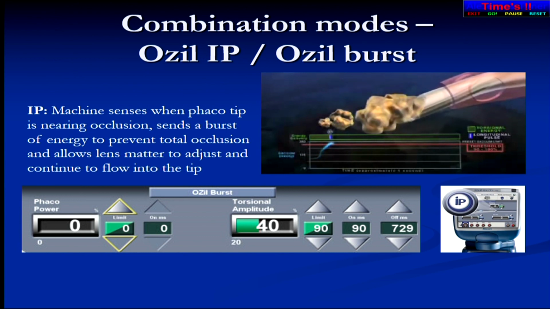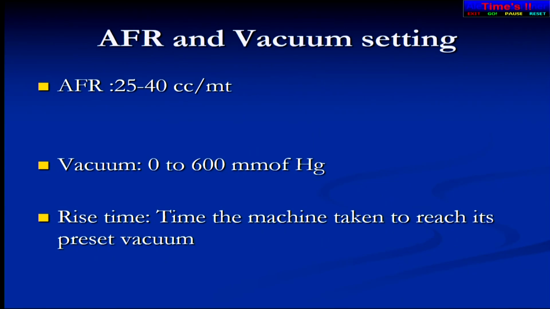The machine senses when the Phaco tip is nearing occlusion. It sends a burst of energy to prevent total occlusion and allows lens matter to adjust and continue flow into the tip. So these are the newer machines which are safer because of their own sensory method, reading by themselves what is required, and the machine does that itself. That is the safety of the costly machines. But again, your Indian mind adjusts with the local machines, these smaller machines also.